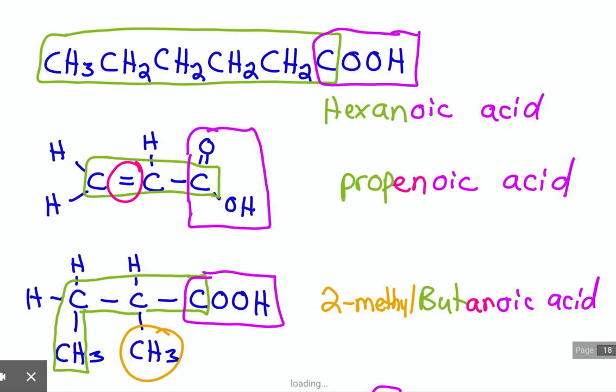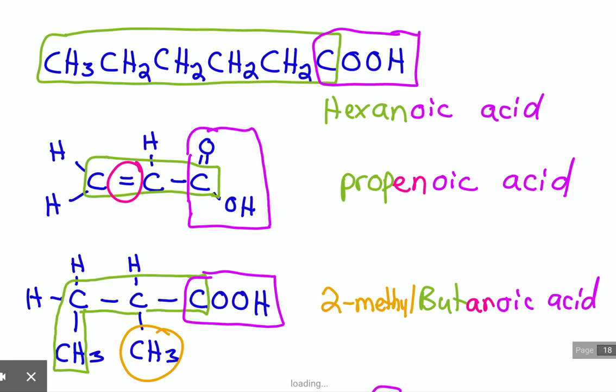If you've got a double bond, like we see right here, then we have to change the ending to indicate that double bond: propenoic acid. Now, there's only one location for the double bond, so we don't have to indicate position when it's prop. Sorry, no, I'm going to retract that. The double bond can only go here because this carbon cannot make a double bond with this carbon.